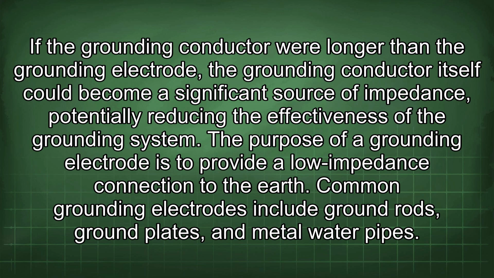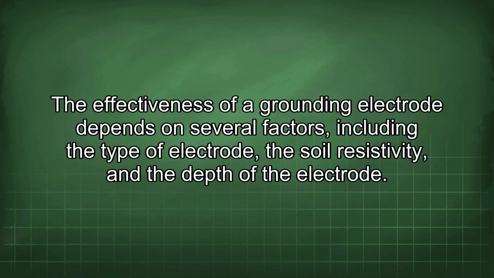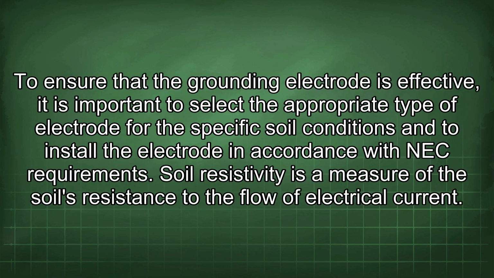The purpose of a grounding electrode is to provide a low impedance connection to the earth. Common grounding electrodes include ground rods, ground plates, and metal water pipes. The effectiveness of a grounding electrode depends on several factors, including the type of electrode, the soil resistivity, and the depth of the electrode. To ensure that the grounding electrode is effective, it is important to select the appropriate type of electrode for the specific soil conditions and to install the electrode in accordance with NEC requirements.